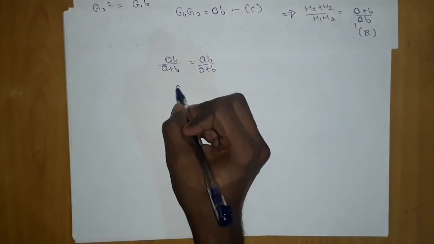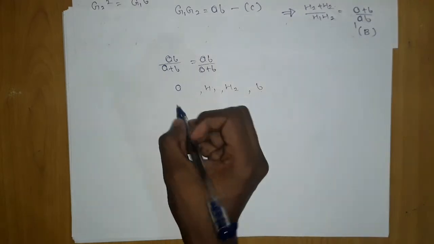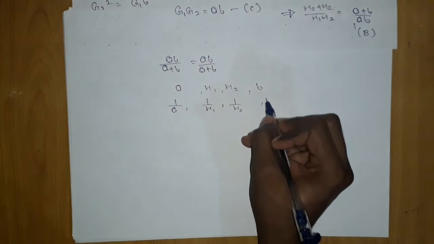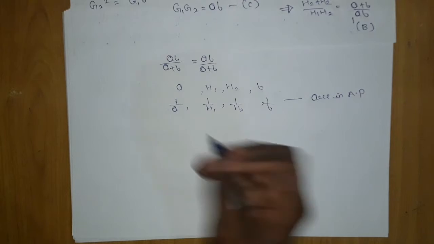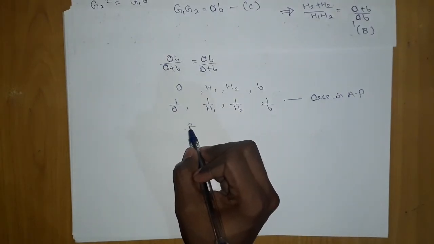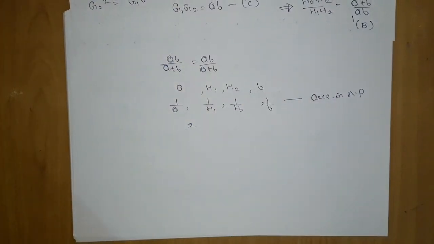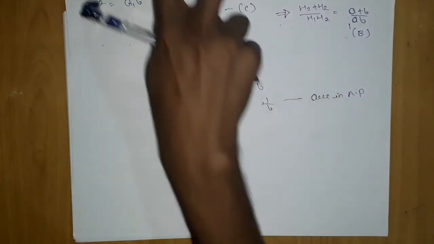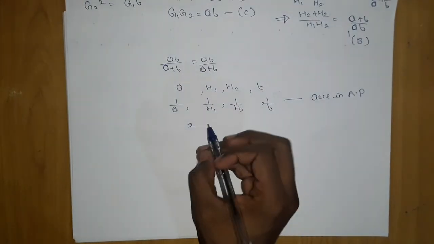So they are equal. Now we want to prove that this is equal to this. How can we prove that? The way to prove that is, if you analyze this, a, h1, h2, b are in harmonic progression. I can write 1 upon a, 1 upon h1, 1 upon h2, 1 upon b are in AP. I can write this easily. Then I want to find the value, because first I have to prove them equal, then I have to prove that it is equal to this.